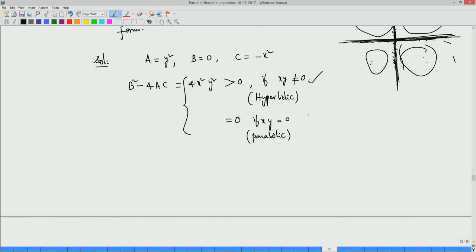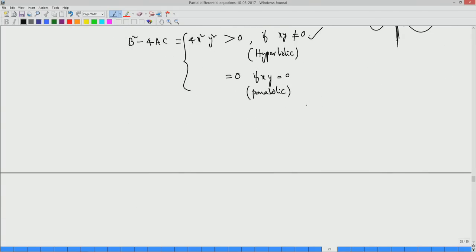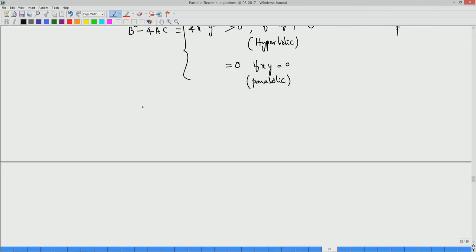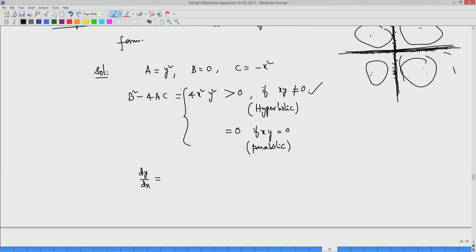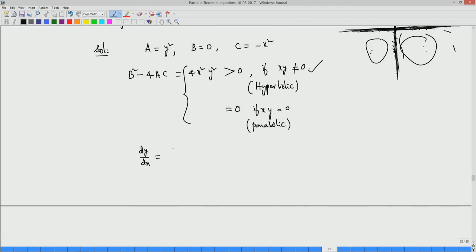So, once you have this hyperbolic, you know how to find those new variables xi and eta. From these ordinary differential equations, dy by dx is b plus square root of b square minus 4ac, where b is 0, that is 2xy divided by 2a, so 2y square. So, this is simply x by y. The other differential equation is dy by dx is b minus square root of b square minus 4ac, so that is 2xy divided by 2a. This will give me minus x by y.